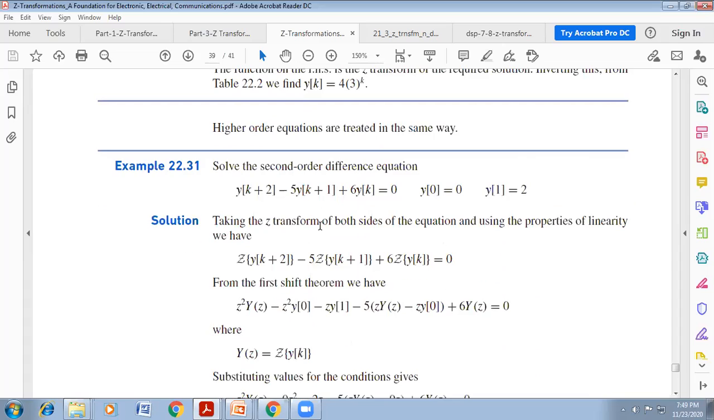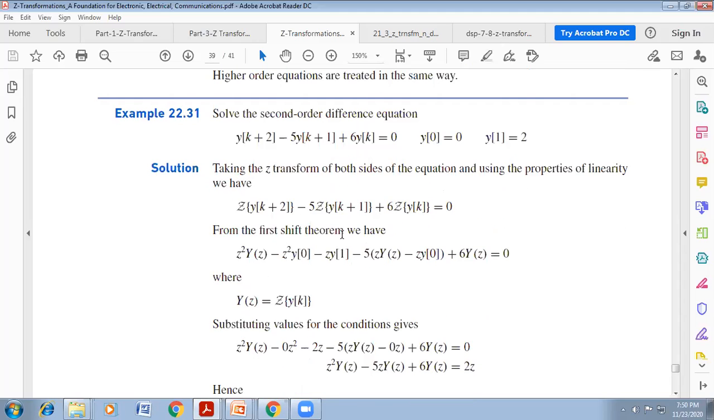Now another example of solving a difference equation with the help of Z transformation. Solve the second order difference equation. This is also second order. This is why two initial value conditions are given. Remember it. For second order, two initial values will be assigned, and for third order, three values will be assigned. Now taking Z transform on both sides and using properties of linearity, Z of y(k+2) minus 5 into Z of y(k+1) plus 6 into yk equals 0.